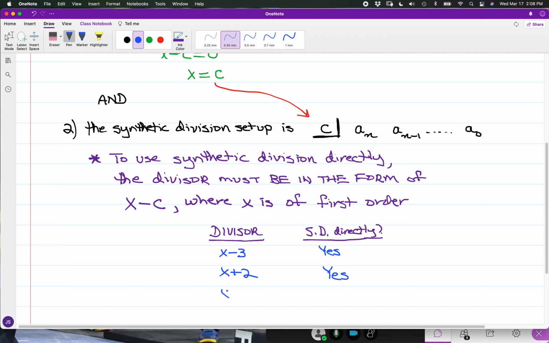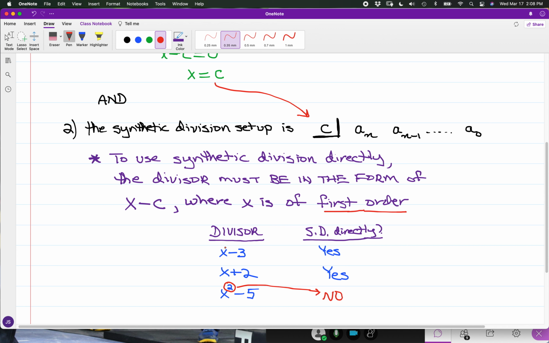But if I had something like x squared minus 5, because of the second degree that appears, the answer is no. So again, x is going to be of first order.